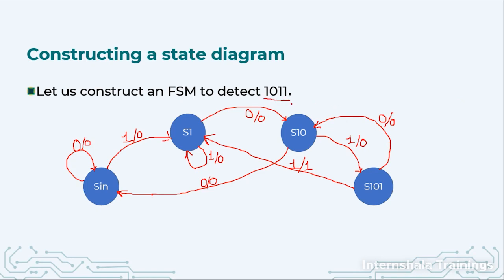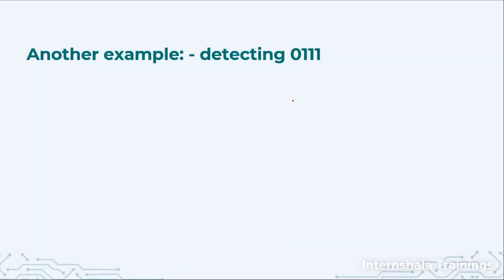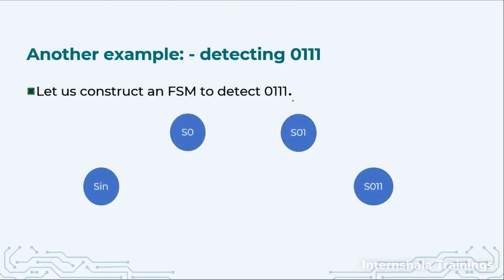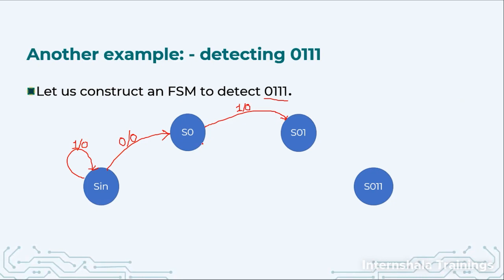Less number of states are used, but coding will be slightly lengthier. Now we can take one more similar example where we are detecting 0, 1, 1, 1. So my first state is S initial. If I have input 0, we go here. If I have input 1, we will roll back to the same state. From S0, if I get input as 1, then I can go to S01. But from S0, if my input is 0, then we can come back here.